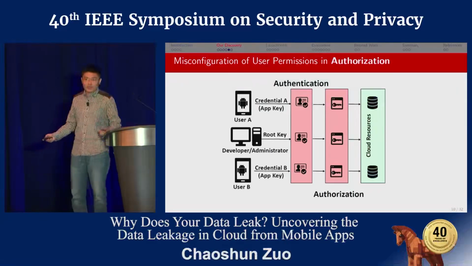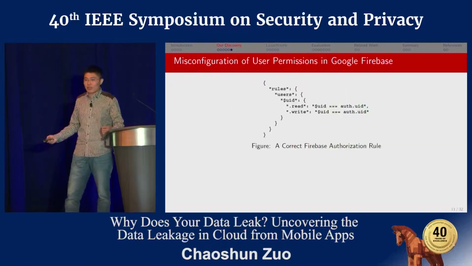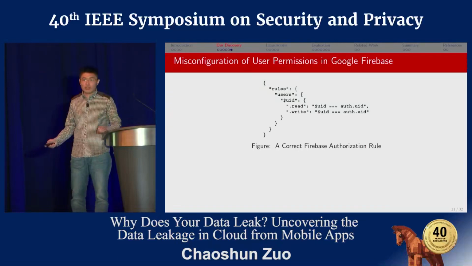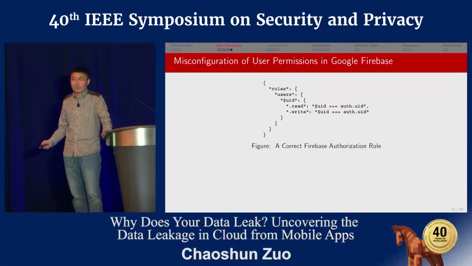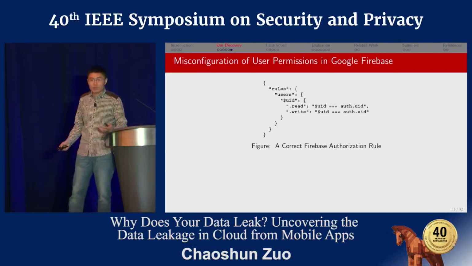Let me show you an example of correct configuration for a Google Firebase database. Please imagine the database as a JSON file. The name of the root node is users, and the name of each child node is a UID. The content of the child node is the user's private data. This configuration file enforces that a user can read and write the child node only when her UID equals the node name, which means Bob can only access Bob's data.